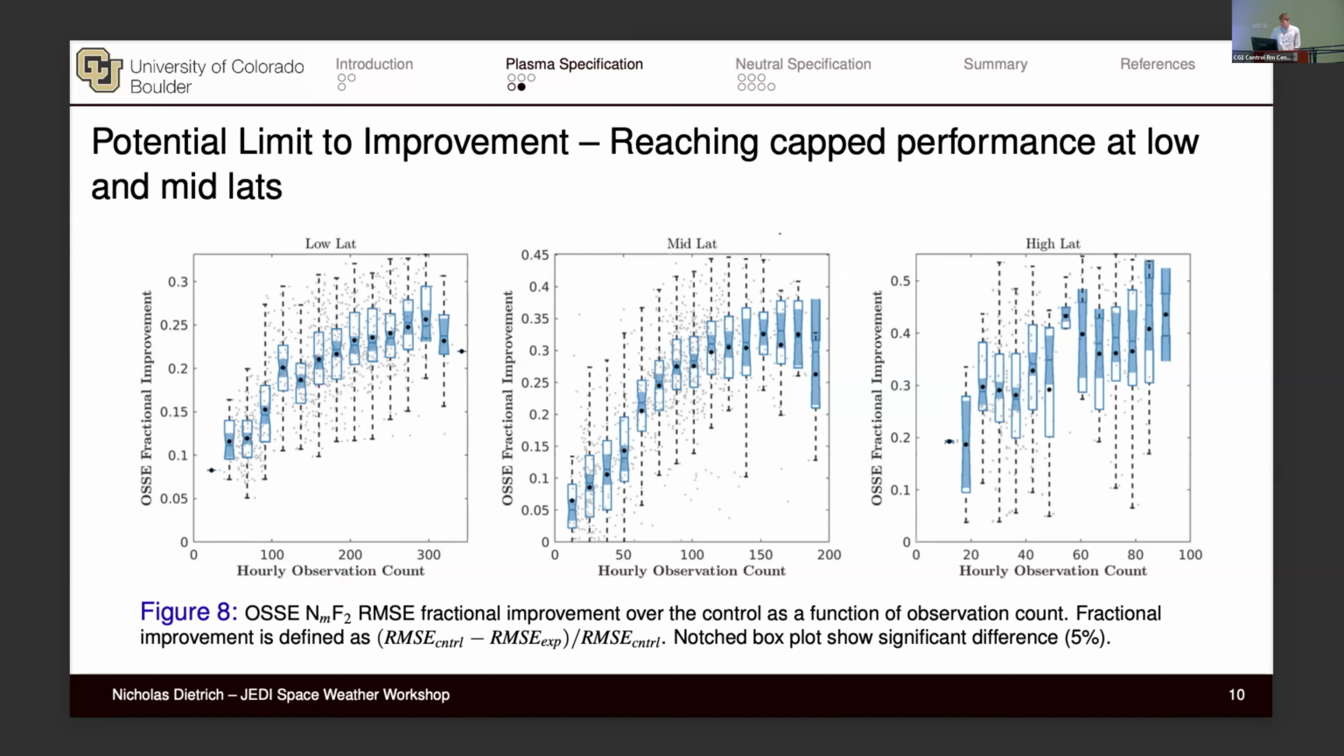And then this is split between latitudes. So you can see for low and mid latitudes, we start to see a plateauing performance. For high latitudes, we don't have enough observations to definitively say where this would be, which requires further investigation. I also just want to note that this cap could be real, could not be real. There are a lot of different data assimilation filter pieces and observation errors that are all contributing to this, and it requires a lot more work to look into.